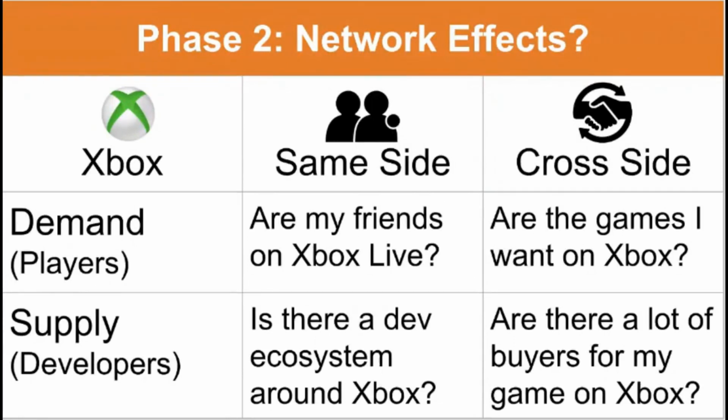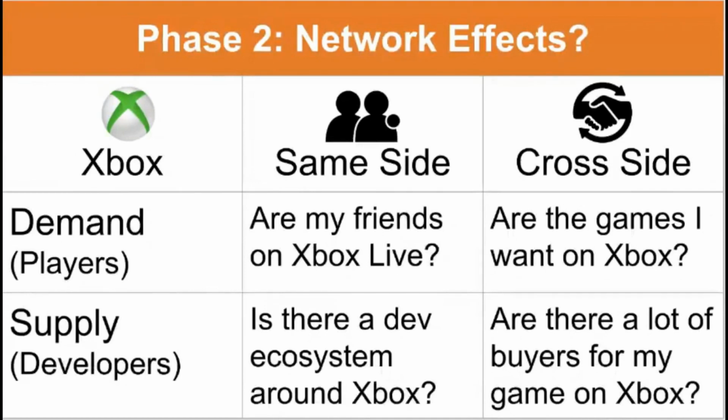And then the cross side for the developers is, are there a lot of buyers for my game on Xbox? And this cross side is what's called the chicken and the egg, right? Which of these comes first? The games come first, or the developers come first? And the answer is you have to cheat, but we'll understand that more.